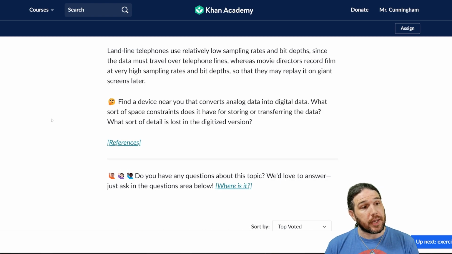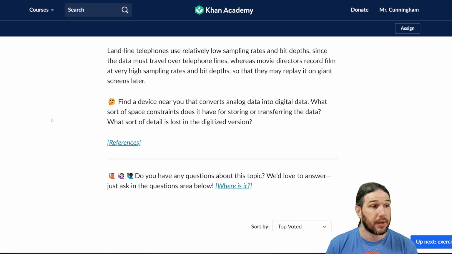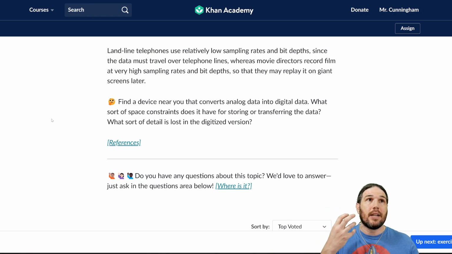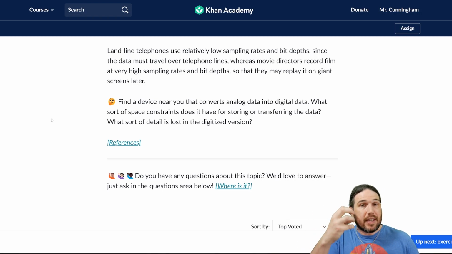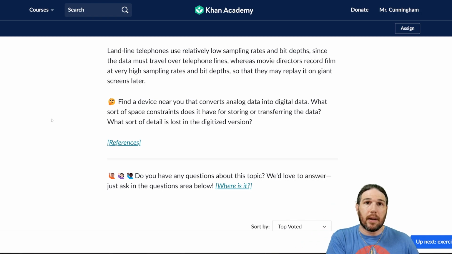Find a device near you that converts analog data into digital data. What sort of space constraints does it have for storing or transferring the data? What sort of detail is lost in the digitized version? So I've got my phone here, which has, of course, cameras on the back and the front, and both of those cameras are digital cameras, so they take the sort of infinite, not quite infinite, but they take all of that light that is bouncing off of me and going into the camera, and it samples it, and it approximates it, and then it's going to spit out essentially a mosaic of colored squares that looks enough like me that the human eye can't really tell the difference.